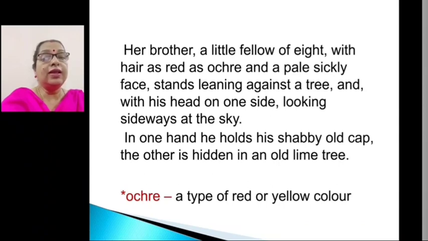Here Danilka is described. He is a little boy of 8, has red hair and a pale sickly face. What is he doing? He is standing against a tree and looking at the sky. In one hand he has his old cap and the other hand is hidden in the old lime tree.